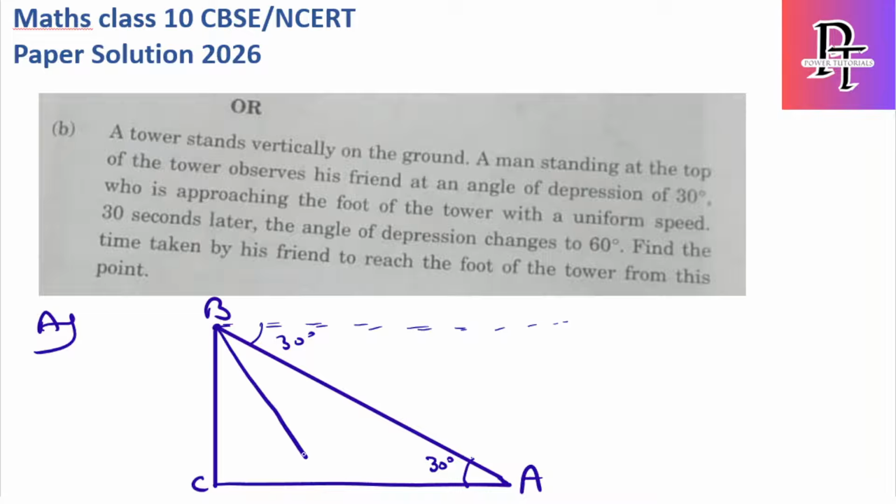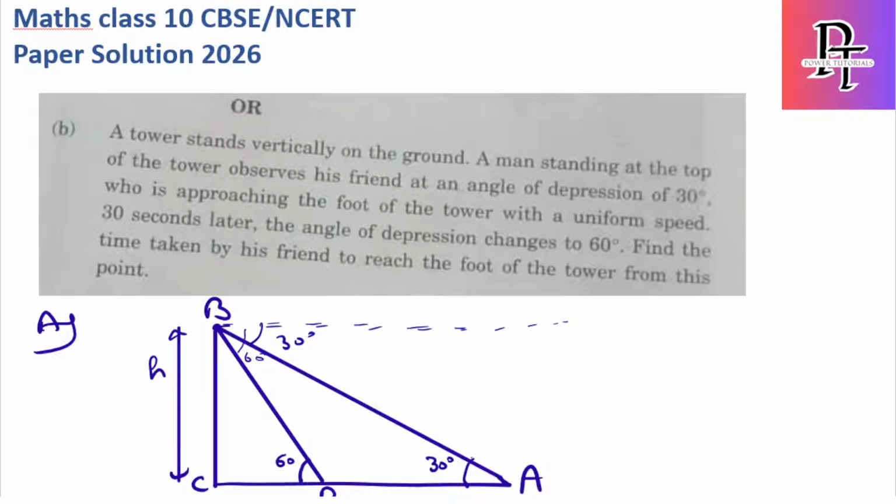So now let's have another line. Now this becomes 60, and let's mark this position as D. This angle is 60. So this is the tower, and let's mark the tower height as H. Here they haven't provided the distance, but they have mentioned the time taken.